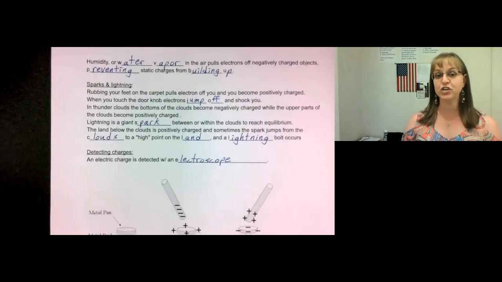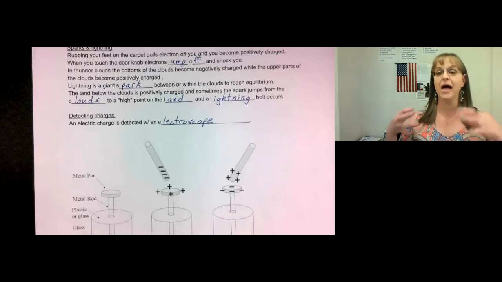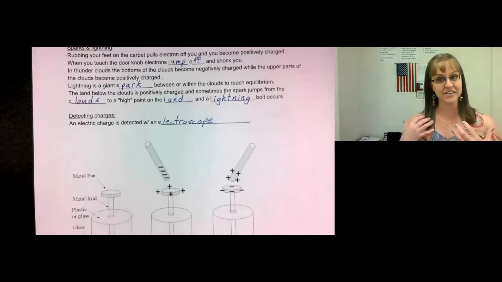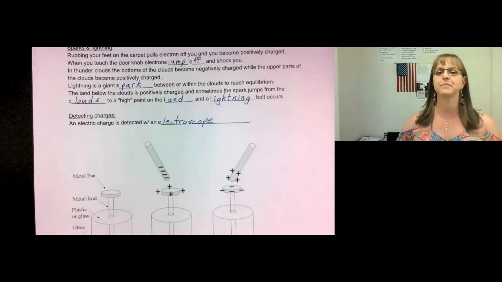Like we have said, humidity or water vapor pulls electrons off of negatively charged objects, preventing the static charges from building up. So when you scuff your feet across a carpet, friction between your shoes and the carpet pulls the electrons off of you and puts them into the carpet. You have leftover positive charge, so you are positively charged because you have lost electrons. You have not gained positive, you have lost negative.